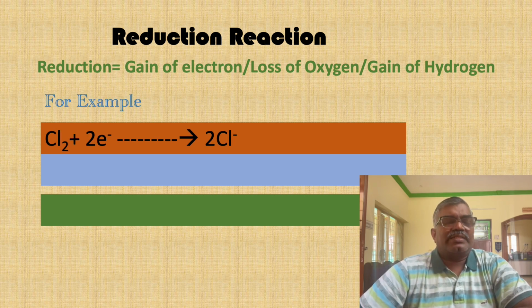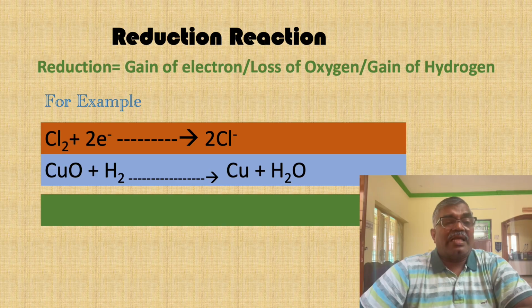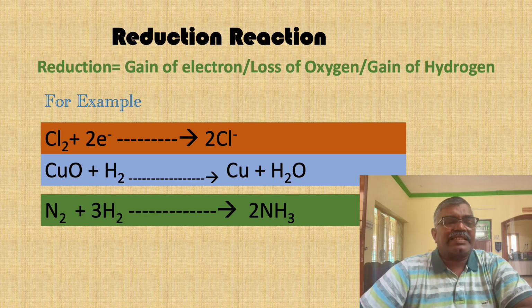Here chlorine gains 2 electrons to become 2 chloride ions. It is a reduction reaction. And copper oxide combined with hydrogen becomes copper and water. That is one example of reduction reaction. Then nitrogen reacts with hydrogen to become ammonia. So this is a gain of hydrogen. So gain of electron, loss of oxygen, and gain of hydrogen, that is a reduction reaction.